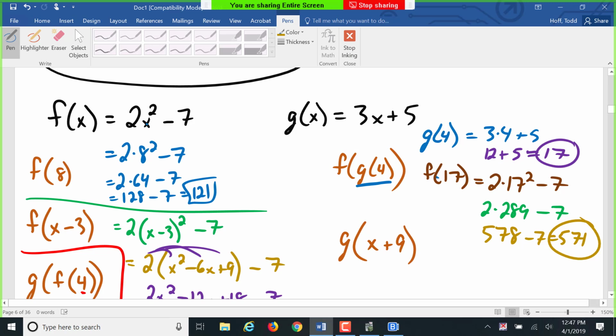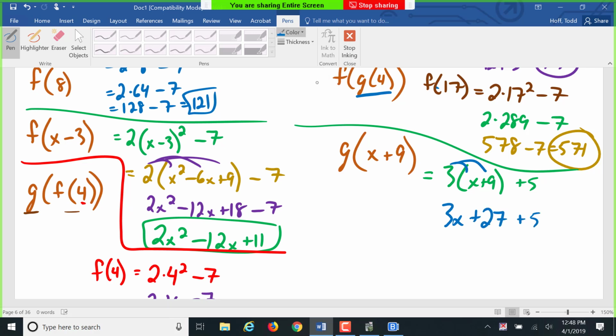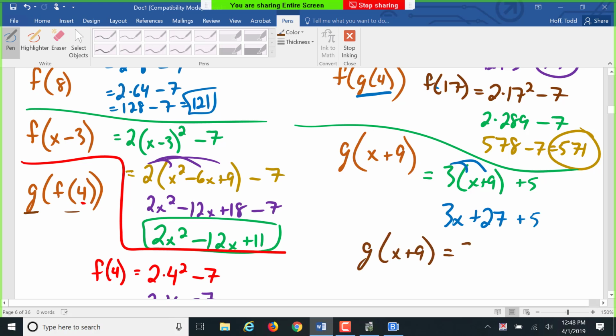Okay, and then finally, g of x plus 9. That's going to be 3 times x plus 9 plus 5. So 3 times x is 3x. 3 times 9 is 27. We still have to add the 5. G of x plus 9 is 3x plus 32.